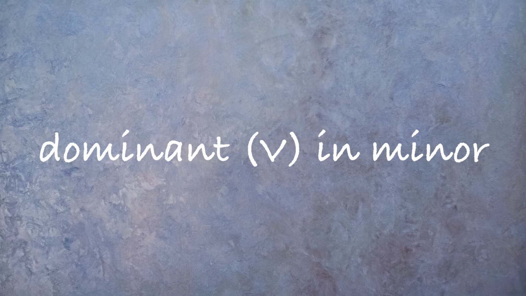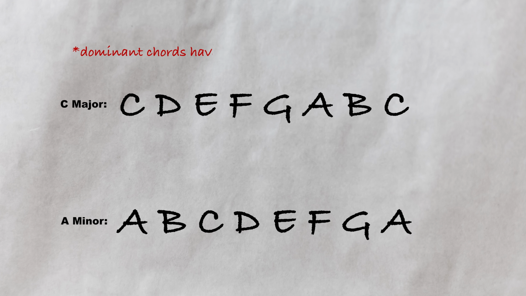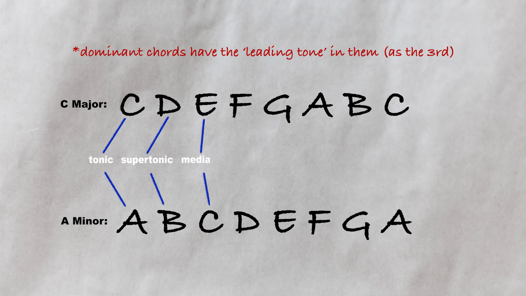We previously talked about how A natural minor is related to C major because they are both modes of the pitch collection of natural notes, or white keys. So C major is C, D, E, F, G, A, B, C, and the functional name of each note is tonic, supertonic, mediant, subdominant, dominant, submediant, and leading tone.